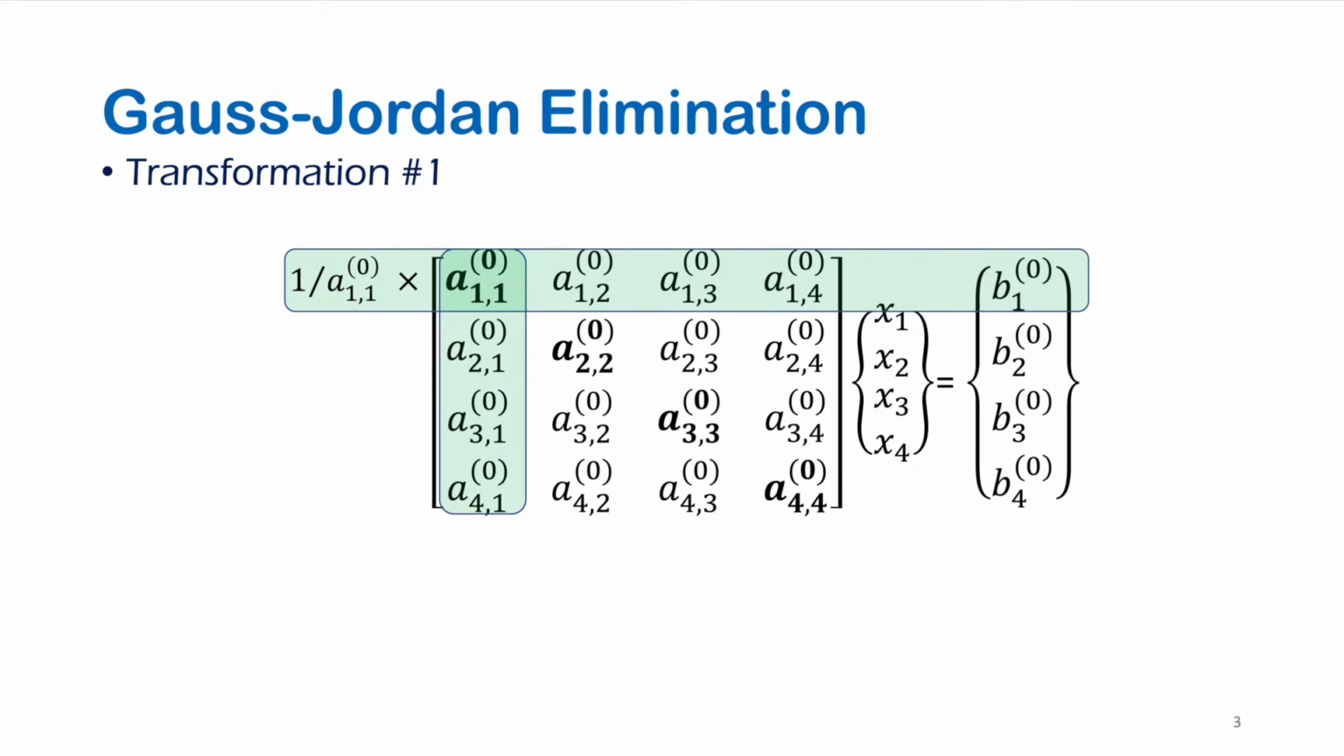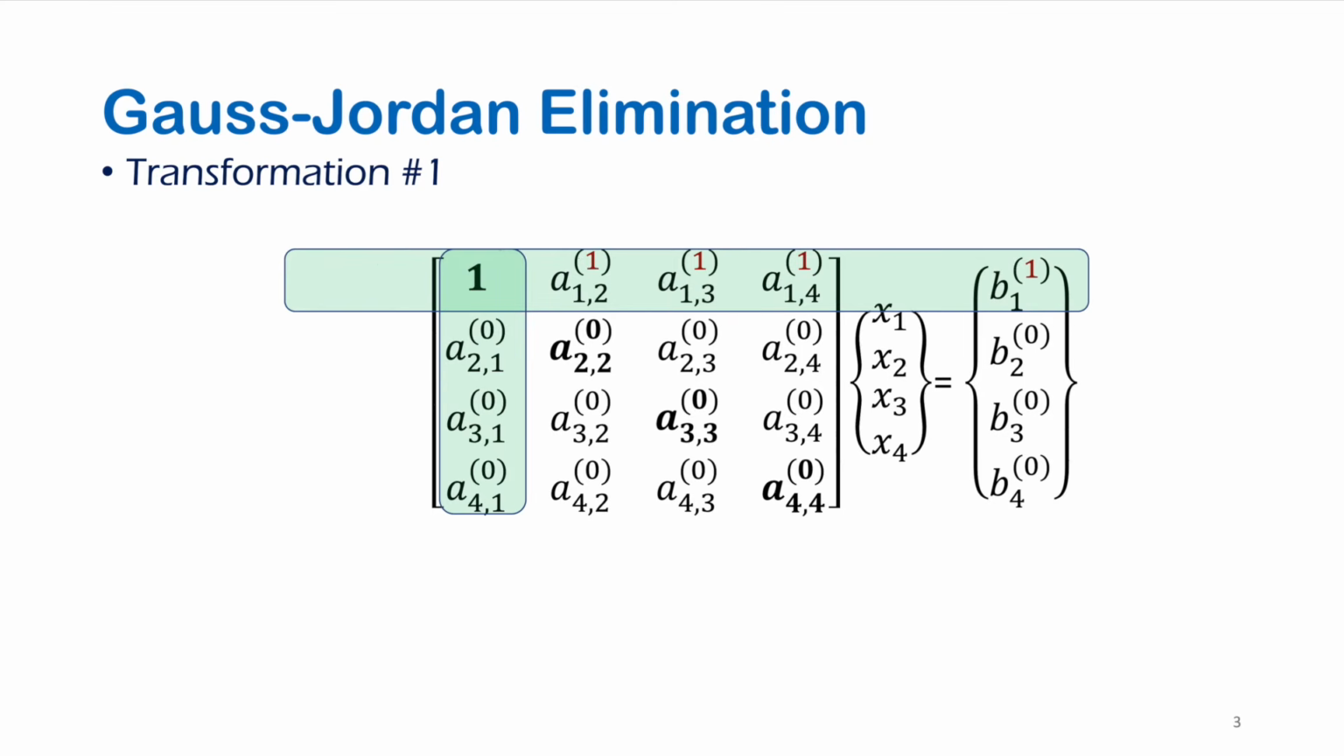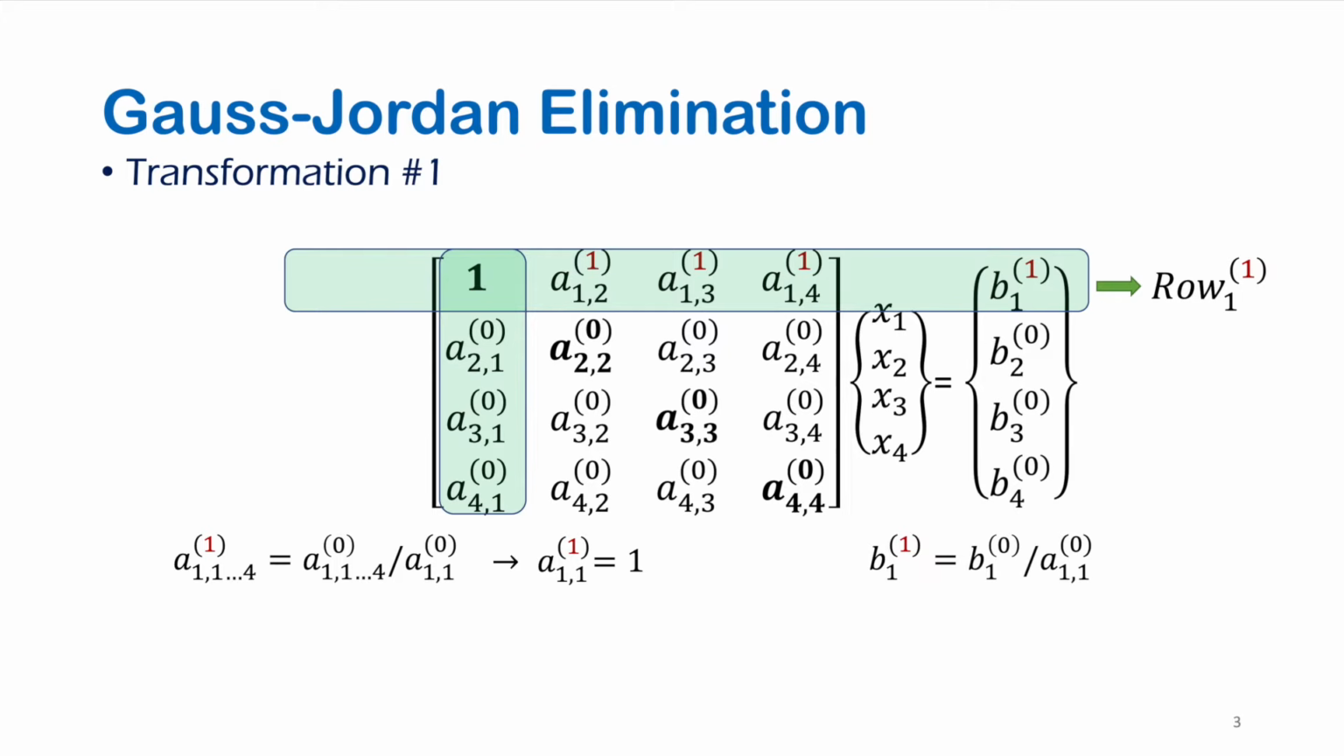As a result, this gives the first transformation of row 1. This can be written in the form of equations as follows. The first transformation of the elements from A11 to A14 are equal to the old values of these elements divided by A11. This, of course, will lead to the value 1 for A11 as the first transformation. And also, we do the same operation to get the first transformation of the B1 element.